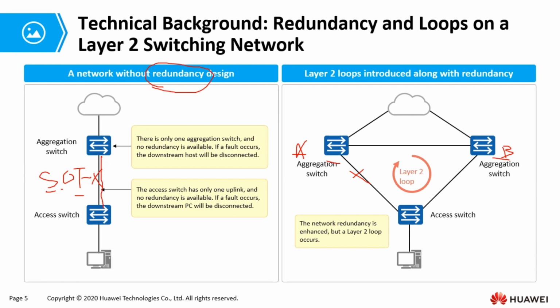But the issue is that in layer 2, if we build the redundancy, it will cause layer 2 loops to happen, which will result in poor communication quality. It might slow down the network, and it might also interrupt the communication services.